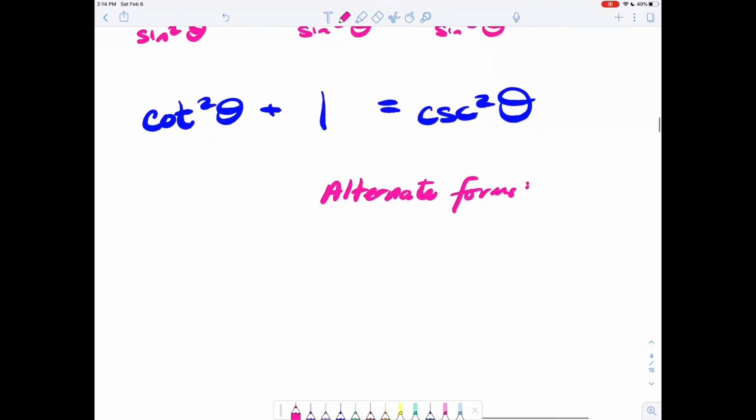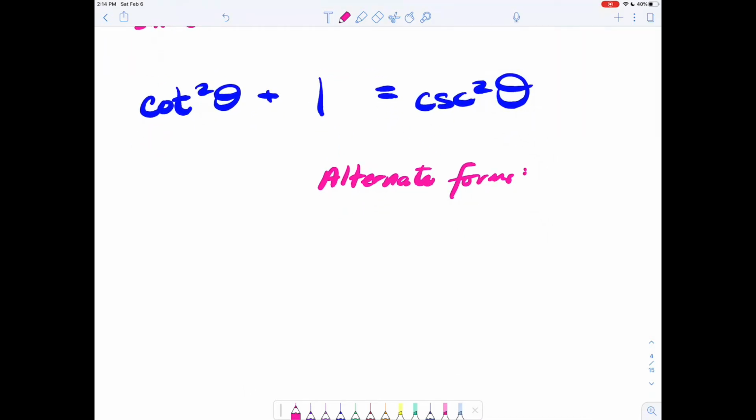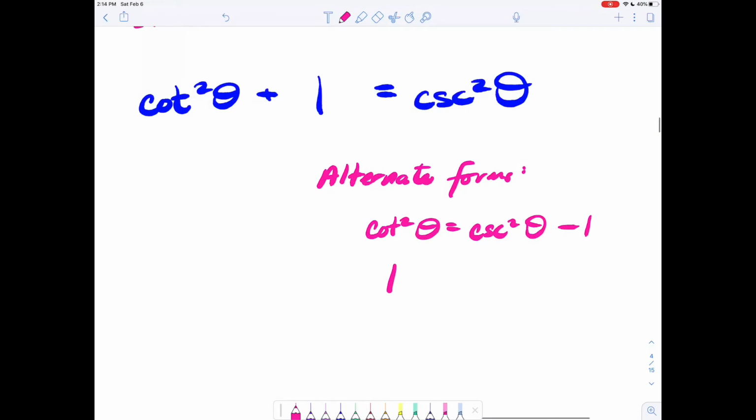If we take our original expression and subtract 1 from both sides, then on the left we just have cotangent squared of theta, and on the right cosecant squared of theta minus 1. Or from this version up here, we can subtract cotangent squared theta from both sides. On the left, that means we just have 1, and on the right we have cosecant squared theta minus cotangent squared of theta. So we have some alternate ways of looking at this, all just manipulations of what we originally had.